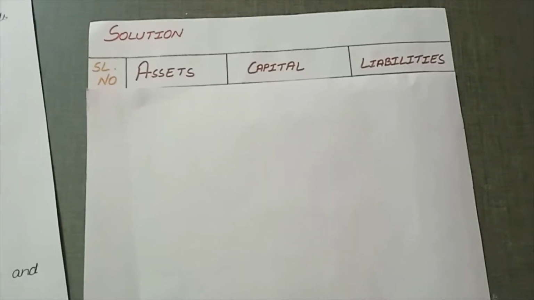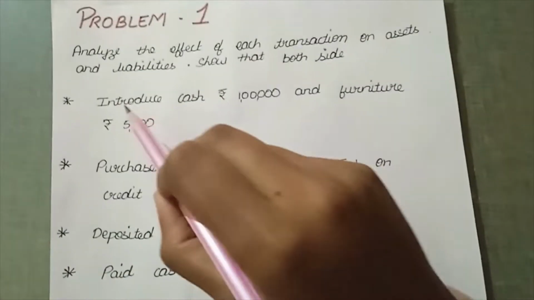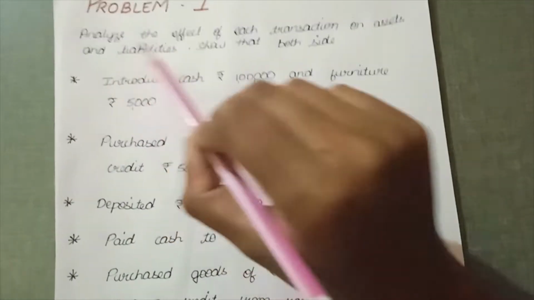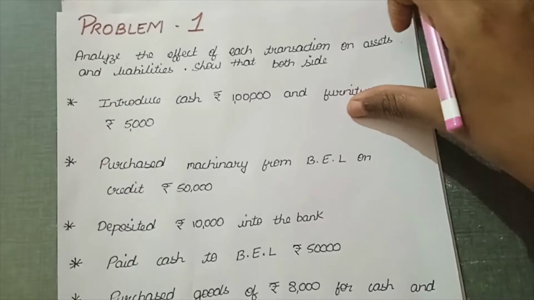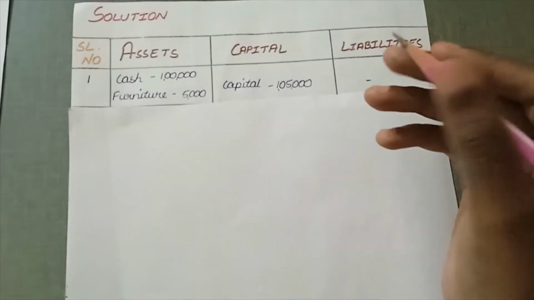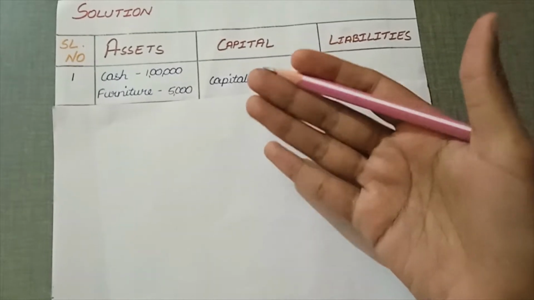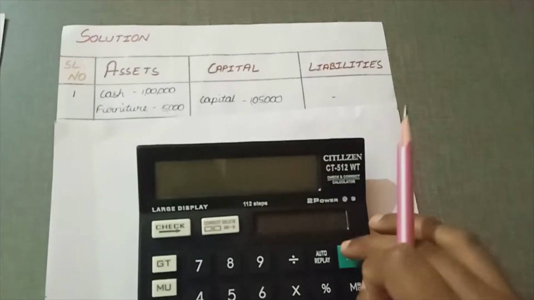Now let's see the solution. In the question, the first one was: introduce cash rupees 1 lakh and furniture rupees 5,000. While introducing the cash, that is 1 lakh, and furniture of 5,000, as I have already said, whatever we are investing in the company while commencing the business will become the capital for the company.